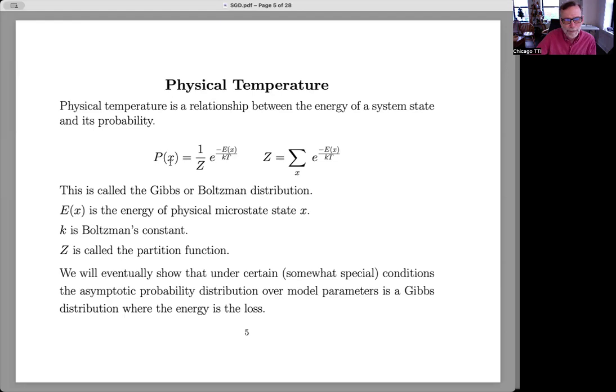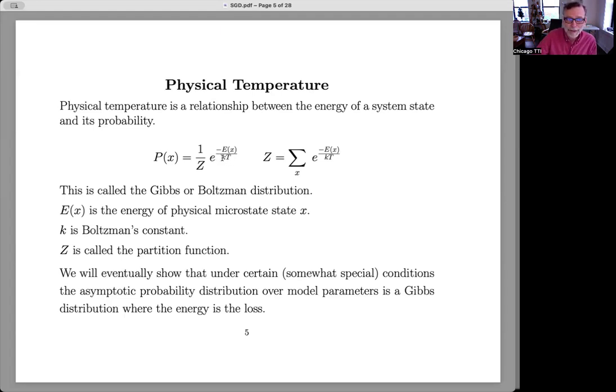So this says the probability of a state is proportional to an exponential in its energy. So if the energy goes up, the probability goes down. And there's a constant involved in this exponential, which is the temperature. So there's Boltzmann constant times the temperature.